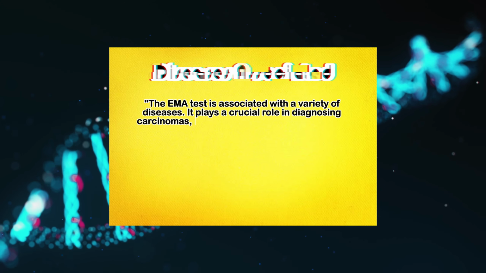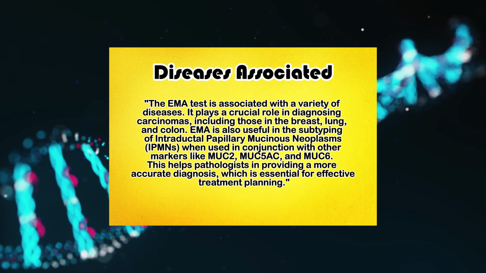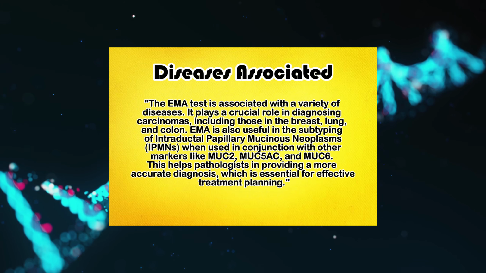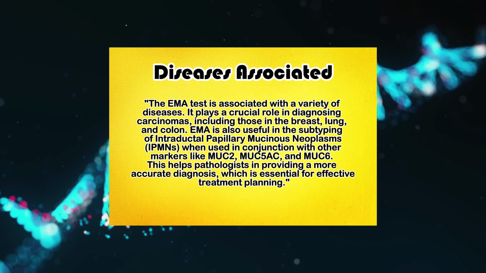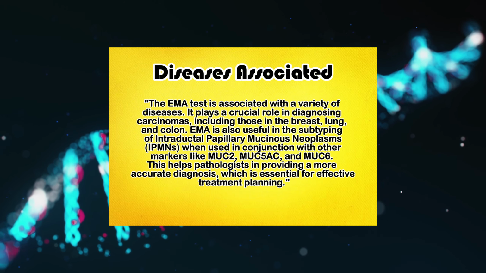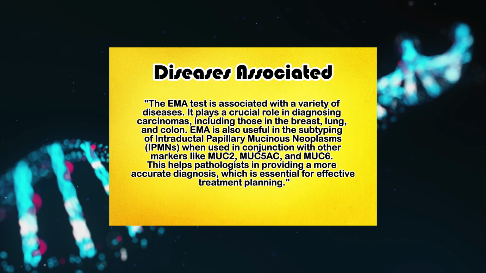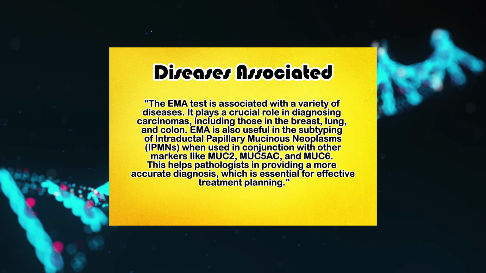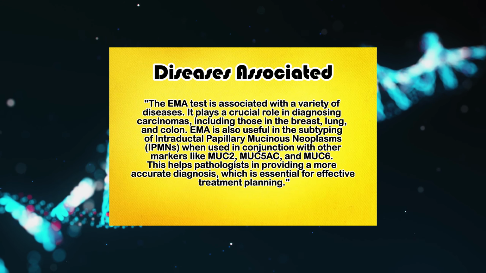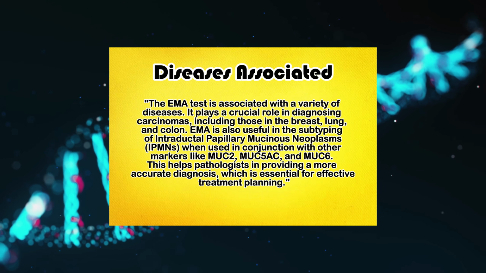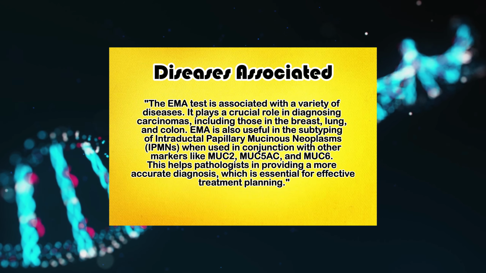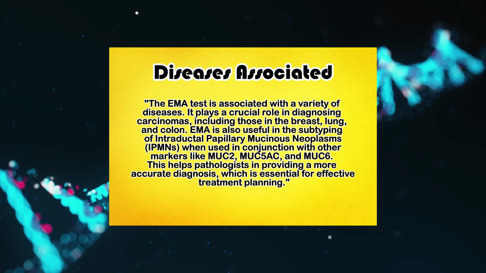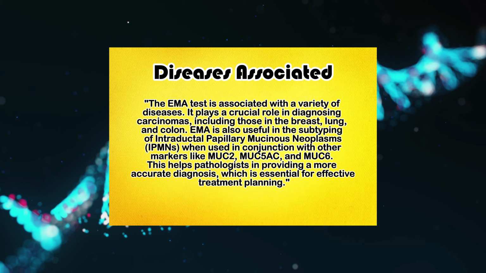Diseases associated. The EMA test is associated with a variety of diseases. It plays a crucial role in diagnosing carcinomas, including those in the breast, lung, and colon. EMA is also useful in the subtyping of Intraductal Papillary Mucinous Neoplasms, IPMNs, when used in conjunction with other markers like MUC2, MUC5AC, and MUC6. This helps pathologists in providing a more accurate diagnosis, which is essential for effective treatment planning.